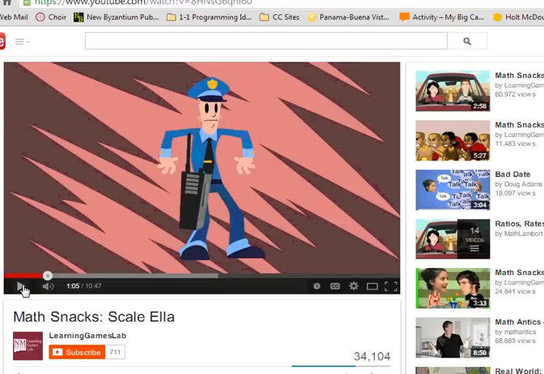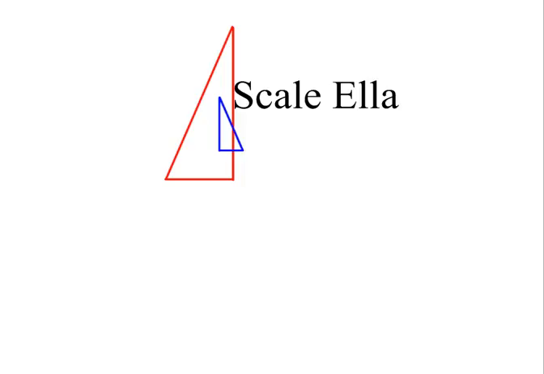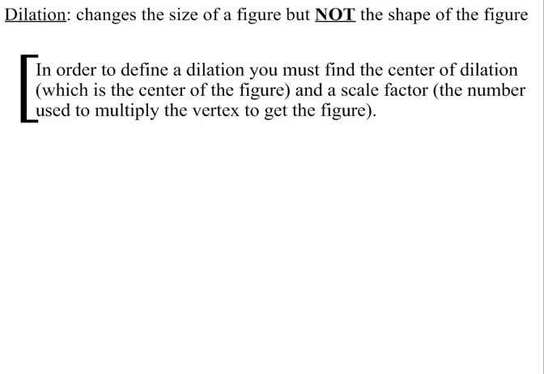I'm going to stop it right there. One of the things that you noticed with Scalio is that he can change the size of things, and that kind of relates to what we're talking about with dilations. So we're going to use that idea here and define it a little bit more.